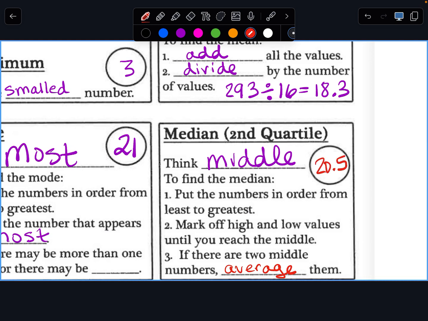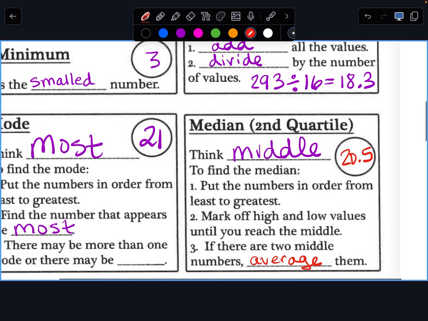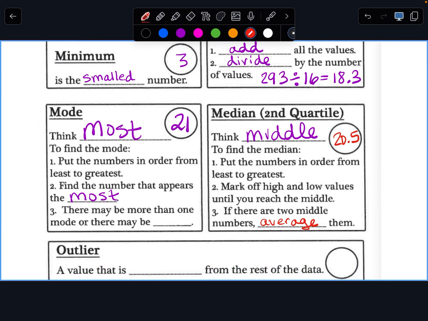All right. And for the mode, we forgot this part. There might be more than one mode, or there might be none. Like maybe none repeat. It's possible to have no mode.